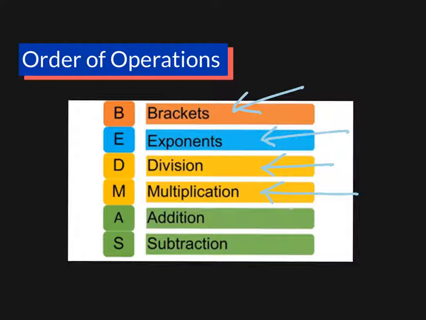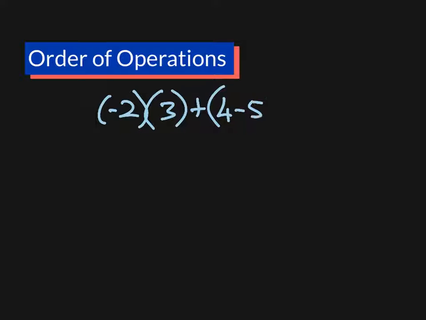Then finally you have addition and subtraction, and again these are at the same level, so you start at the left and you add or subtract from left to right. So let's see this in action. We're going to do minus 2 times 3 plus 4 minus 5.